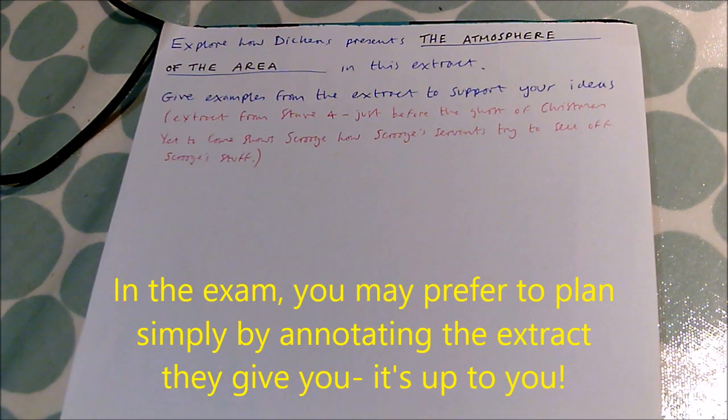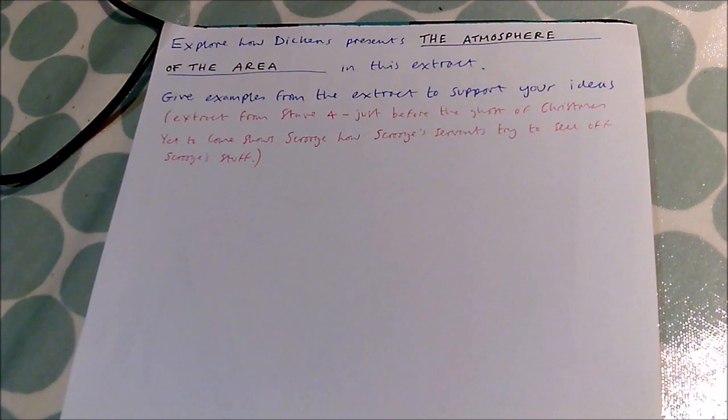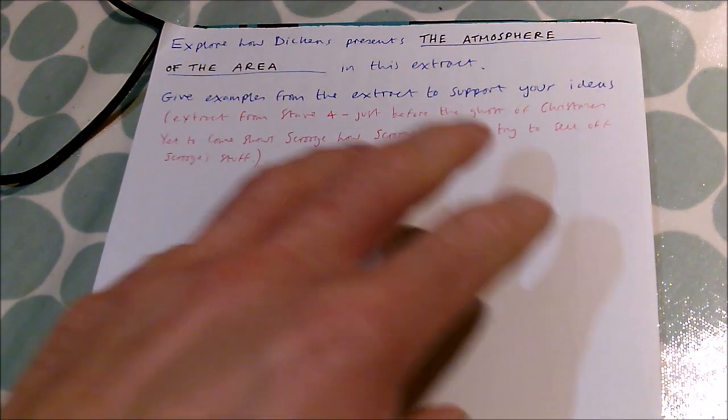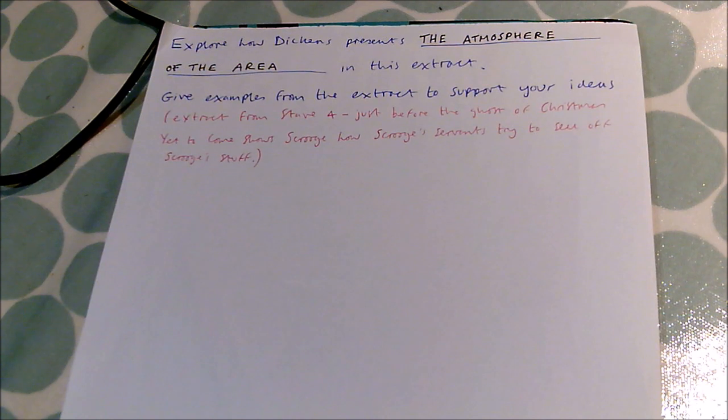So let's get busy. Explore how Dickens presents the atmosphere of the area in this extract. Give examples from the extract to support your ideas. I'm not going to waste time showing you the extract. Take it from me, it's from Stave 4 or Chapter 4, just before the Ghost of Christmas Yet to Come shows Scrooge the servants going to an old pawn shop owner called Joe and trying to flog off his curtains and his clothes. So I'm going to take a quote here and then we'll see how we can turn that into a star or level 9 gold.